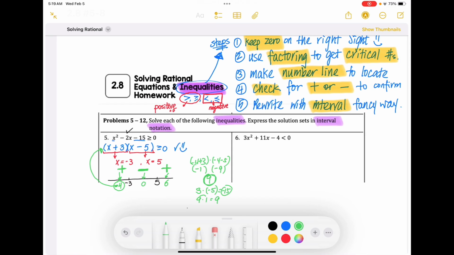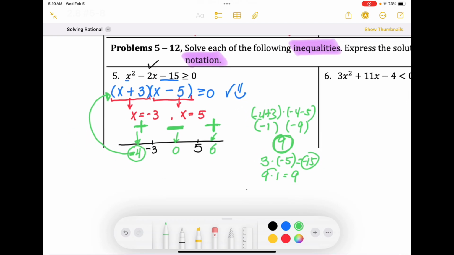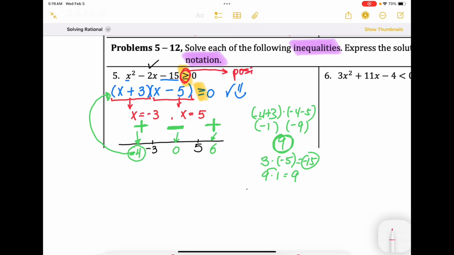Now, this is the purpose of step 4: check for positive and negative to confirm my location. So therefore, it will be our last step. The equation tells us I want to figure out where it's greater than or equal to 0. Now, do not overthink. In class, we mentioned greater than or equal to. All we care about is greater than. I'm looking for a positive outcome, okay?